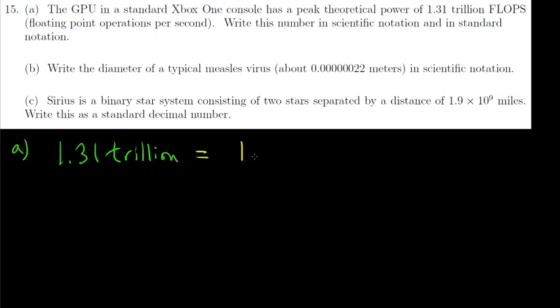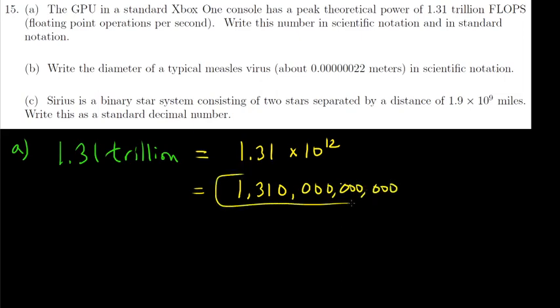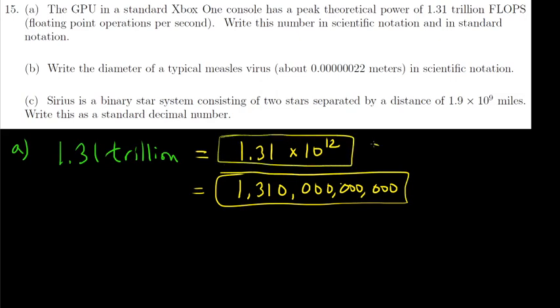It's 1.31, and a trillion is just 10 to the 12th power. Right, so that's scientific notation. In standard notation, it's 1,310,000,000,000. It's million, thousand. So I think that's it. So that's the standard notation. That's the scientific notation. Yep, that's all it is, right?